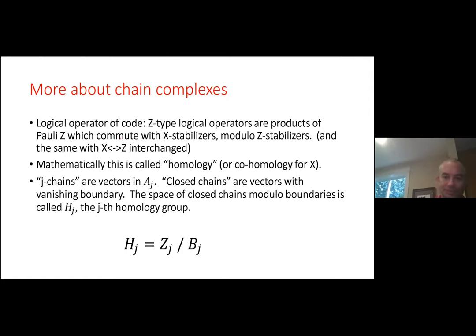And to introduce again some terminology, chains are vectors. So a one chain will be a vector in A1. A closed chain is a vector with no boundary. And the closed chains of qubits will be the qubits that commute with the X stabilizers. And the space of closed chains, we'll write it as Z sub J, modulo the boundary, is called the homology. In this particular case, the space of closed chains of qubits will be the operators that commute with all the X stabilizers, modulo the boundary, and that will be modulo the Z stabilizers. So this is the concept of homology.